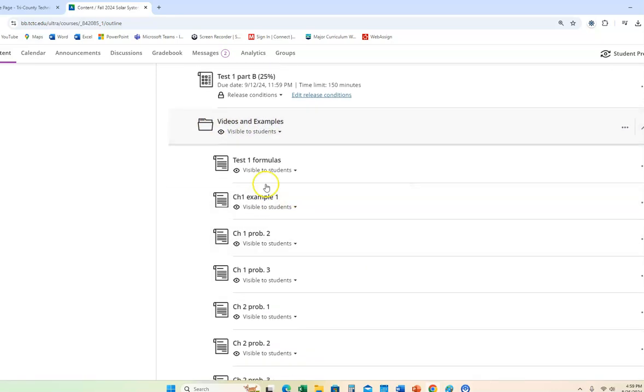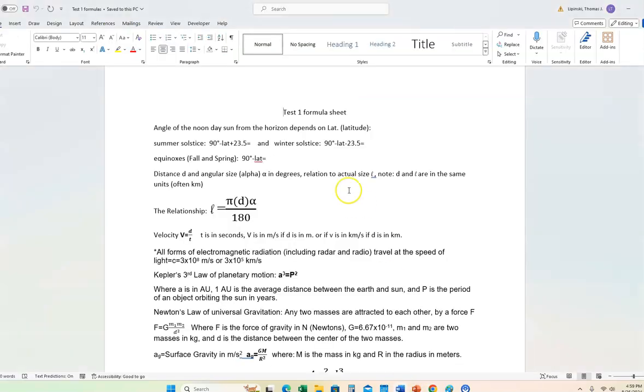All right, so you're going to come down here to where it says video and examples. Open up that folder. And so the first thing I want to bring your attention to is this test one formulas, which I already have open. I just downloaded it. So this is what it looks like. This is one of the formulas for chapter 1: what's the angle of the noon sun at a particular latitude. Of course, noon is when the sun gets highest in the sky.